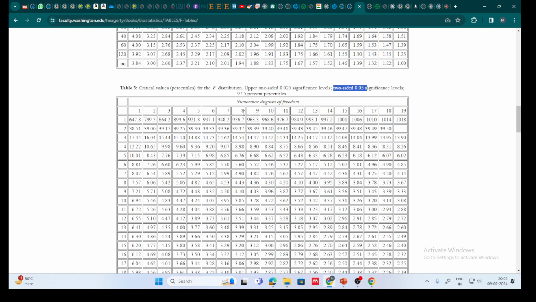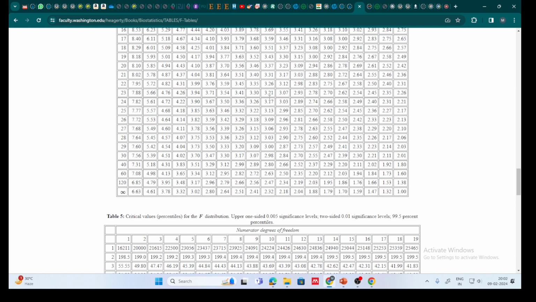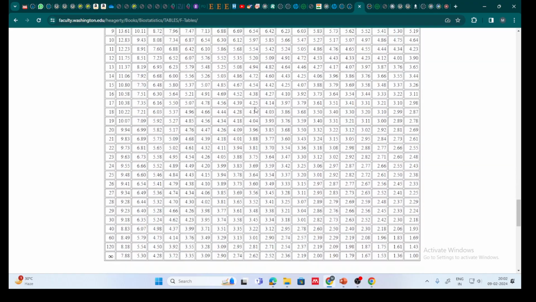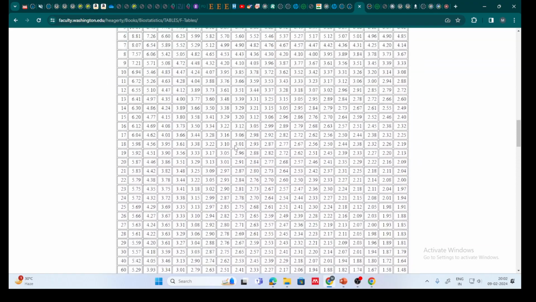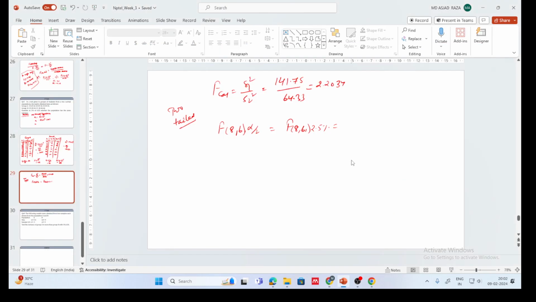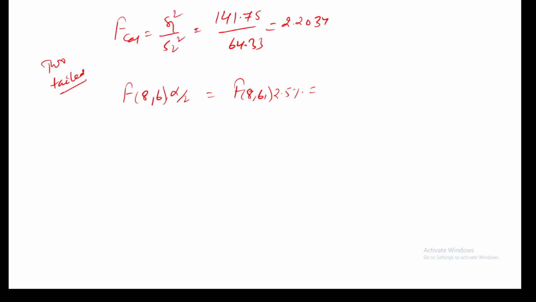So it will be the 8. Then we have this link, I don't know whether sometime I'll put in the drive link. Okay, so you can check it here. Then it becomes a value of 5.60. Okay, so F calculated is less than F tabular, so we have to accept the null hypothesis. So this is all about the F test.